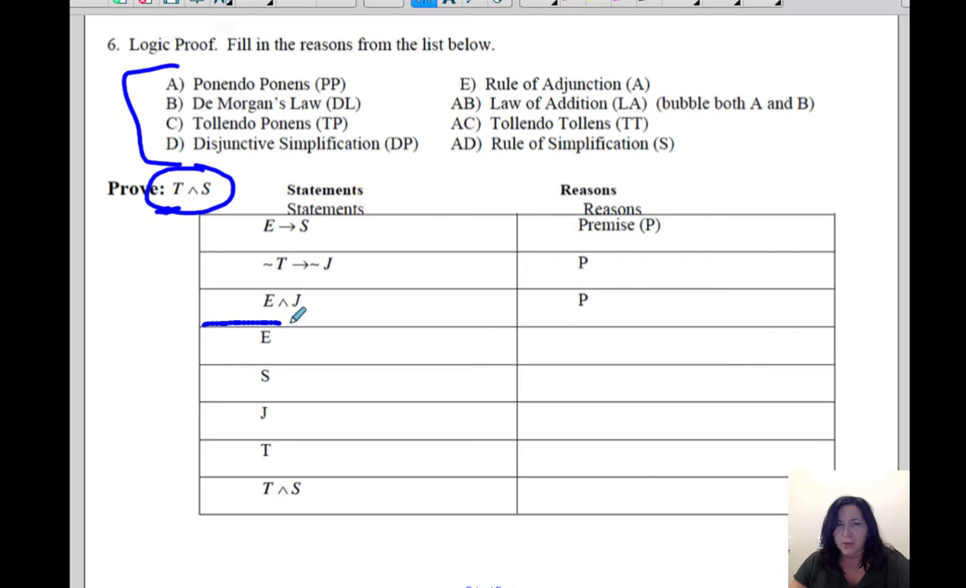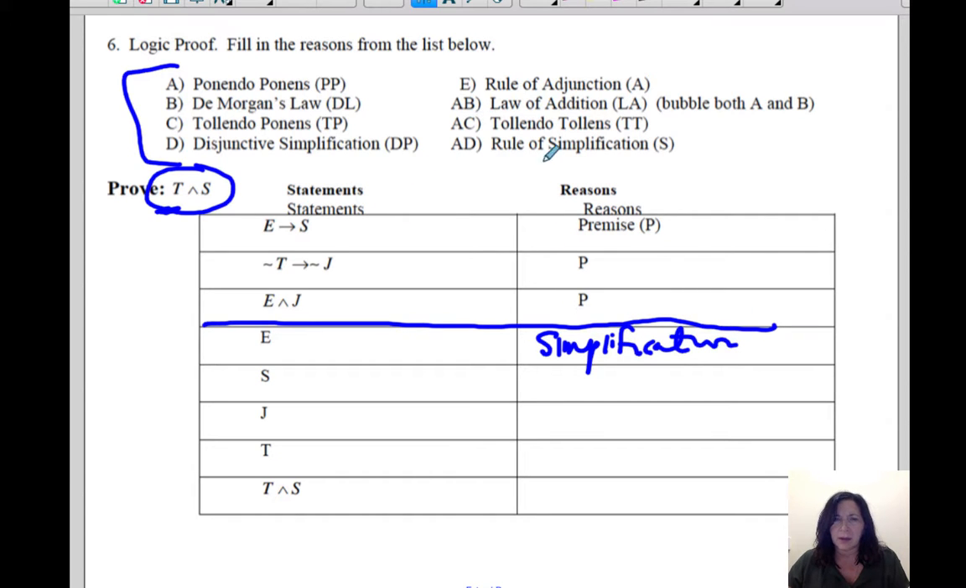So now what we need to decide is, because I gave you the statements, what are my reasons for this? And you don't have to write your line numbers or your line references. All you have to do is give me the reason for this happening. So the first one, we know that E and J happened, so therefore E happened. That's just simplification. And simplification, what letter is that? That's AD.